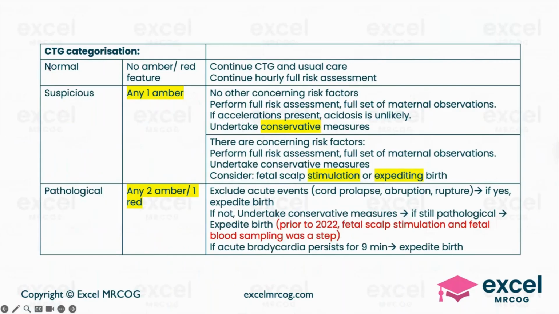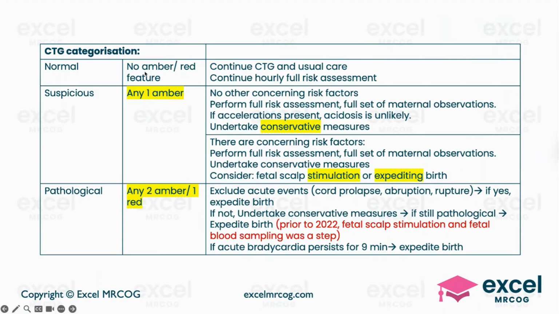again, it is classification. Thankfully, these names have remained the same. Previously, it used to be called RNA, right? Reassuring, non-reassuring, and abnormal, correct? RNA was white, amber, red, new one, correct? Now, however, the categorization of the CTG, the names have remained the same: normal, suspicious, pathological.